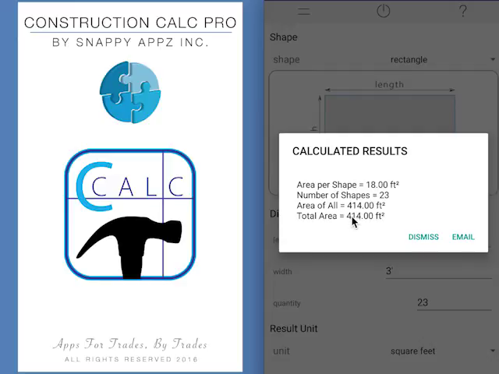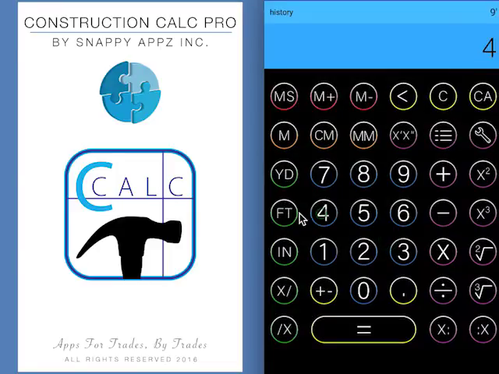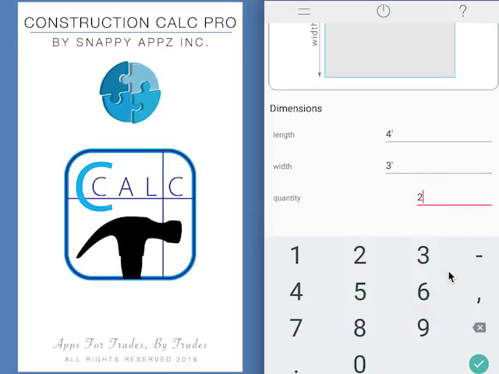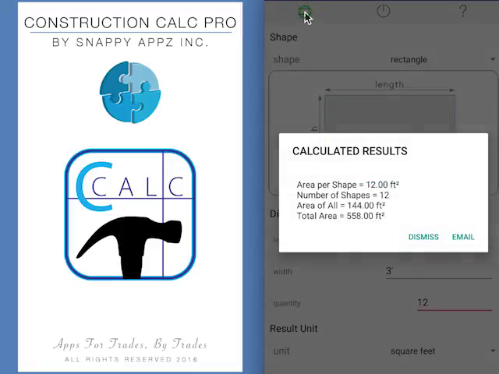It's giving me my total doorways is 414 square feet. I'm going to dismiss that. And let's say we're going to put in some windows. Our windows are 4 by 3 just to make it simple. So now I have 4 by 3 windows, and I have 12 windows. Now I'm going to do that calculation. Now I've got a total area for my doorways and windows for my openings. So now I'm going to dismiss this.